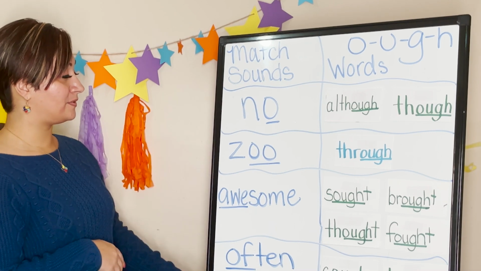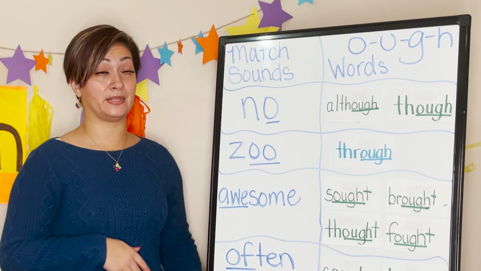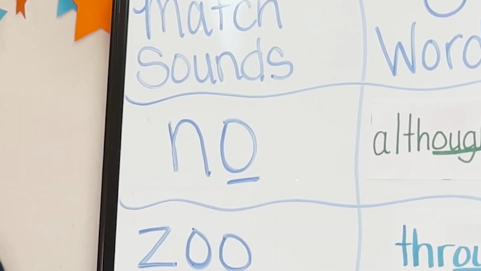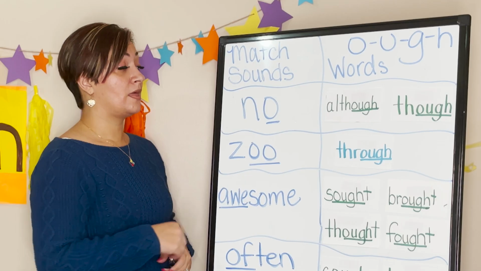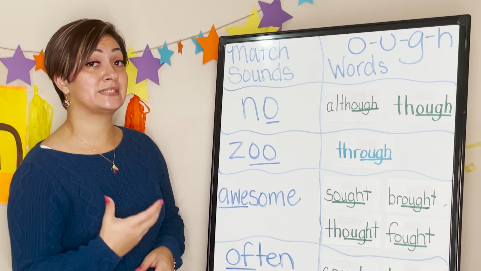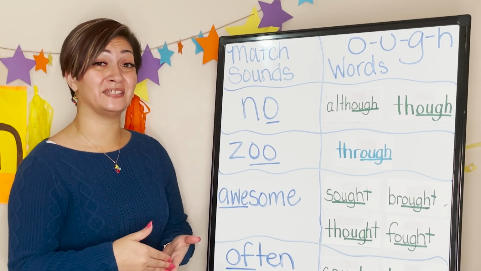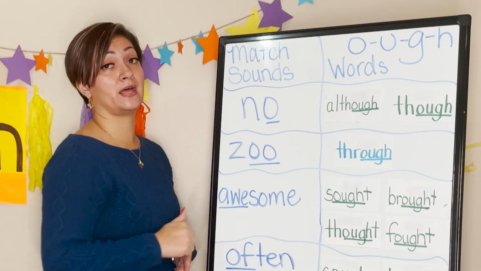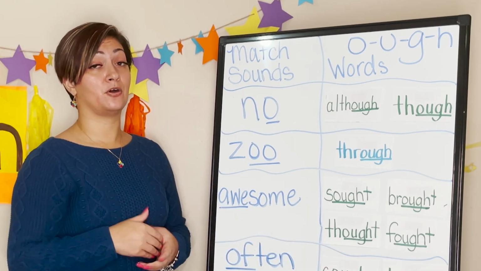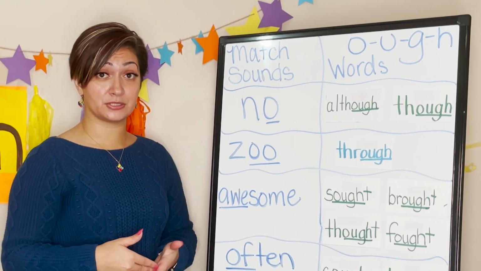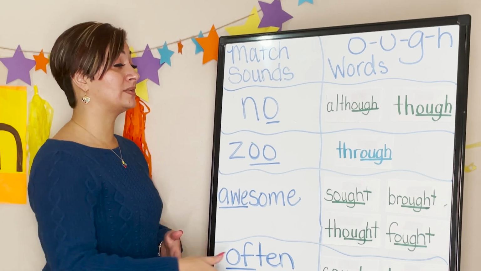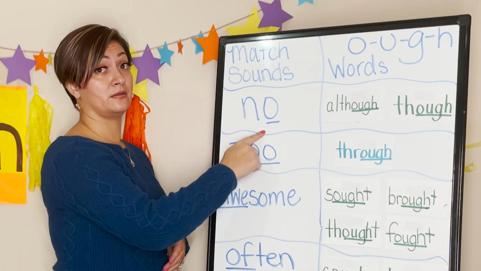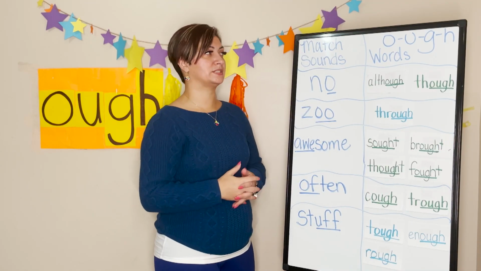On one side, we have words that we might know already, and we're going to try to match the sounds of the underlined letters. The underlined letters are going to give a sound that the O-U-G-H is going to make in the words that are on this side of the column. All right, so O-U-G-H can make different sounds, and the sounds are going to match the sounds on this side. So let's do an example, it'll make more sense.